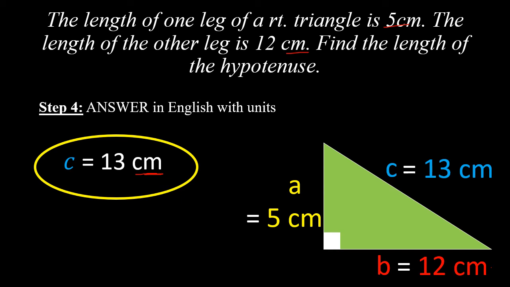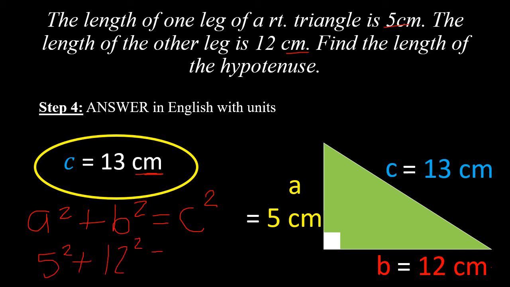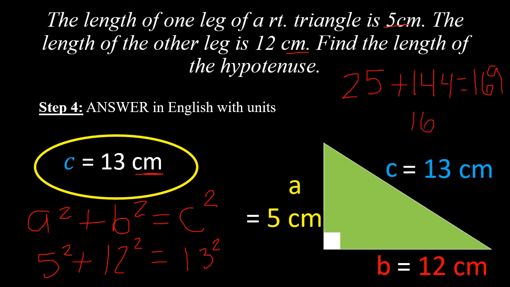You should always check. So remember, a squared plus b squared should equal c squared here. Our a was 5, so 5 squared. Our b was 12. 12 squared should equal our c, which we now said was 13 squared. And of course, 5 squared, I'm going to come up to the top here, you guys, because I ran out of space down there. 5 squared is 25. 12 squared is 144, and 13 squared is 169. Does 25 plus 144 equal 169? It sure does. So we get 169 equals 169. So this answer checks.